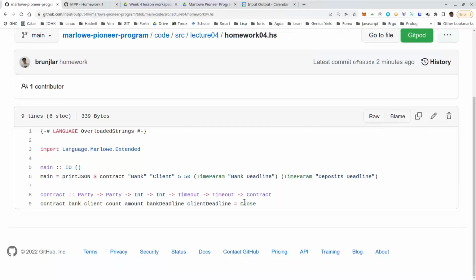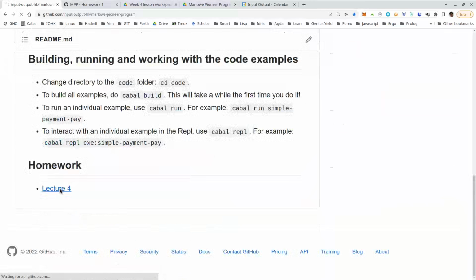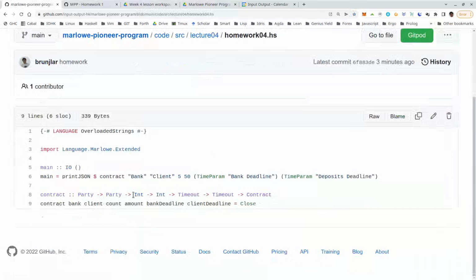But what you can also do if you find this too difficult is go through the contracts from last lecture. I mean, these simple payments or choice if and so on, and try whether you can do something similar to what we did here with the double pay. So just try to simplify those programs. Of course, they were simple already, but maybe you find a way to write them in a nicer form in Haskell or in JavaScript.